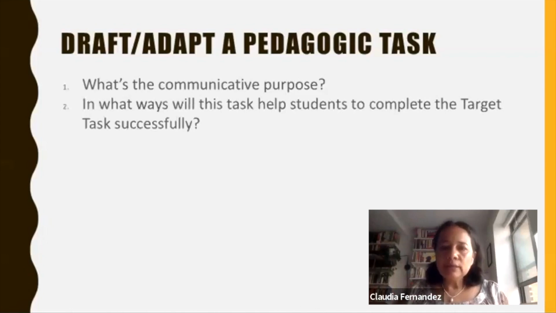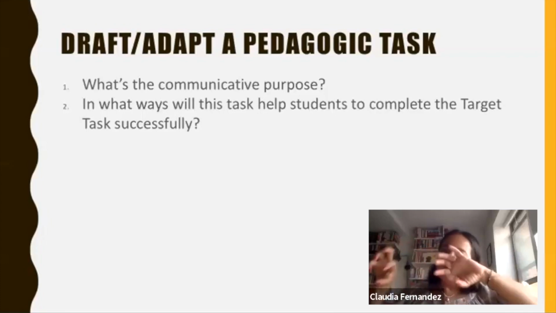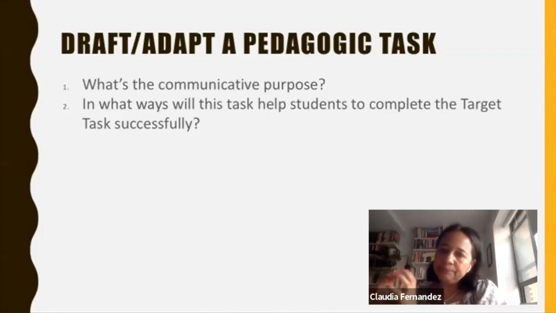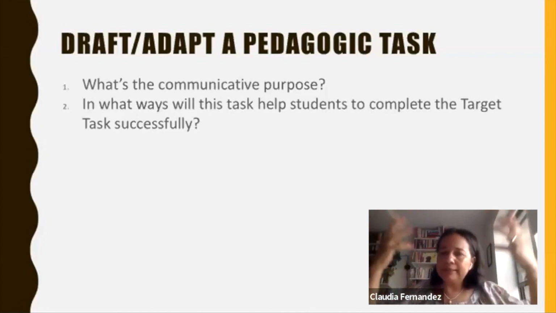Then, in what ways will this task help students to complete the target task successfully? One pedagogic task is not going to help students to do the target task. You have to have several, because the target task is pretty complex. So what you do is you unpack the target task and see, well, this pedagogic task is going to help students to accomplish this part of the target task. This other is going to help students to accomplish this, etc. So the pedagogic tasks are like stepping stones in the completion of the target task.